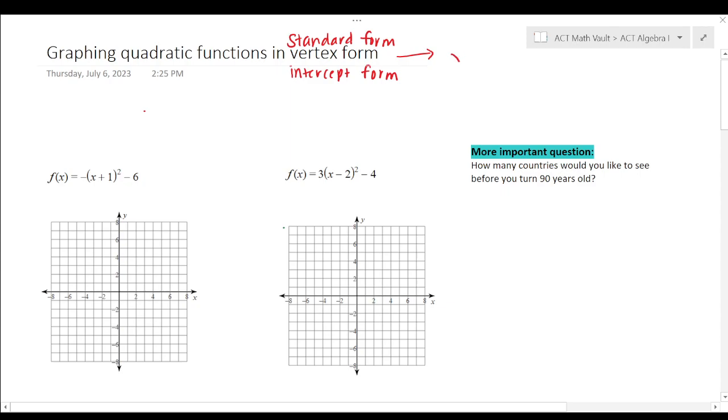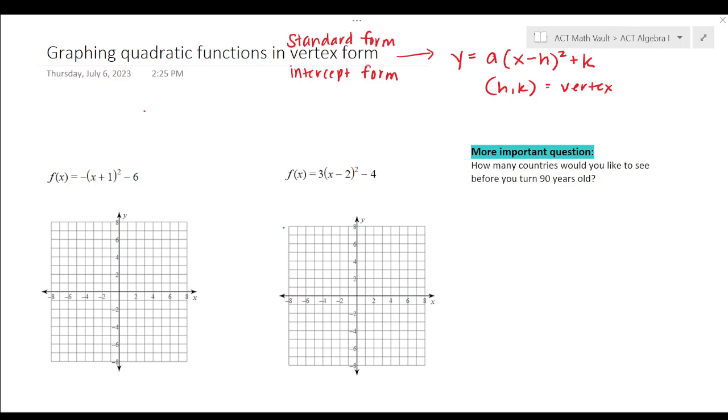Vertex form is f of x or y equals a, so a number up in front of the parentheses, then x minus h squared plus k. Now that h, k is the actual vertex. So as long as you remember the h has a minus in front of it, you can size up the problems pretty quickly. Let's say this was multiple choice and you were asked what the vertex was. As long as you know vertex form, you can do this fast.